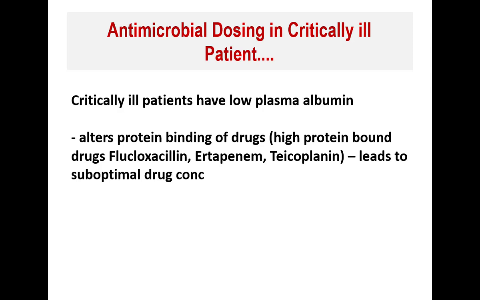All this would mean that in critically ill patients, the standard doses that you have been taught in your pharmacology books may not be effective. You have to think out of the box. You have to give higher doses. You have to give double the doses. Instead of 8 hourly, probably you have to give 6 hourly. Instead of 6 hourly, probably you have to give 4 hourly. You have to keep your eyes and ears open.